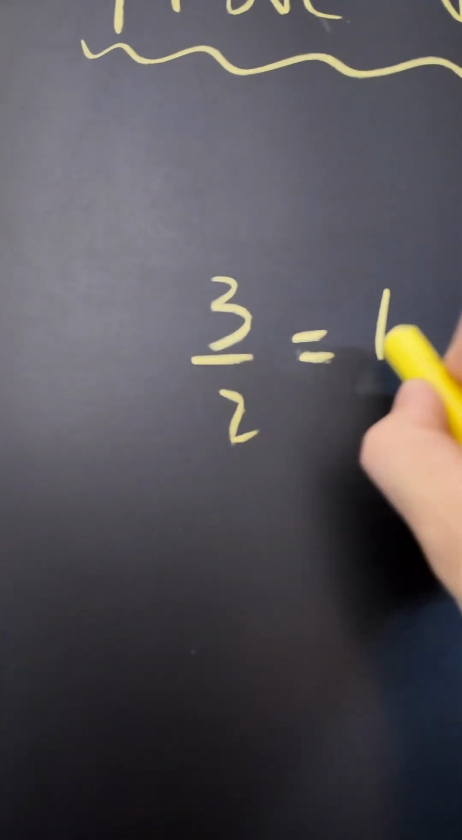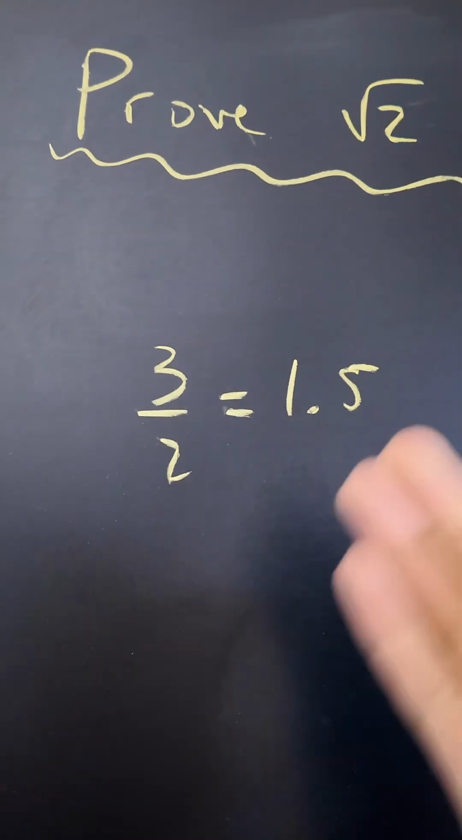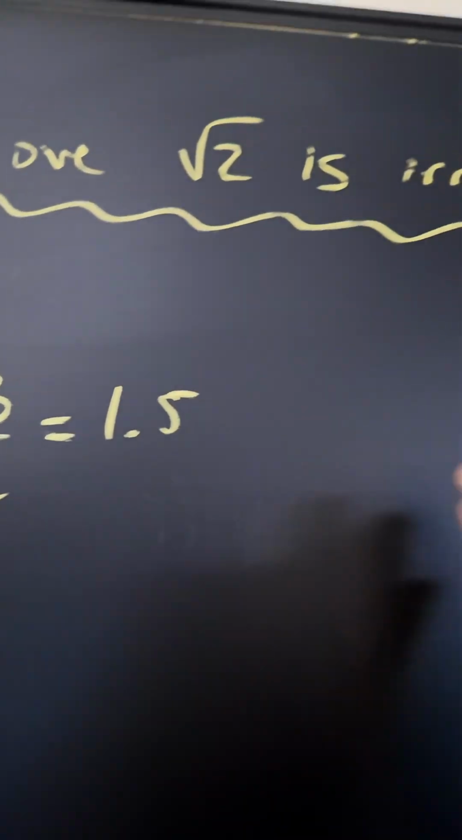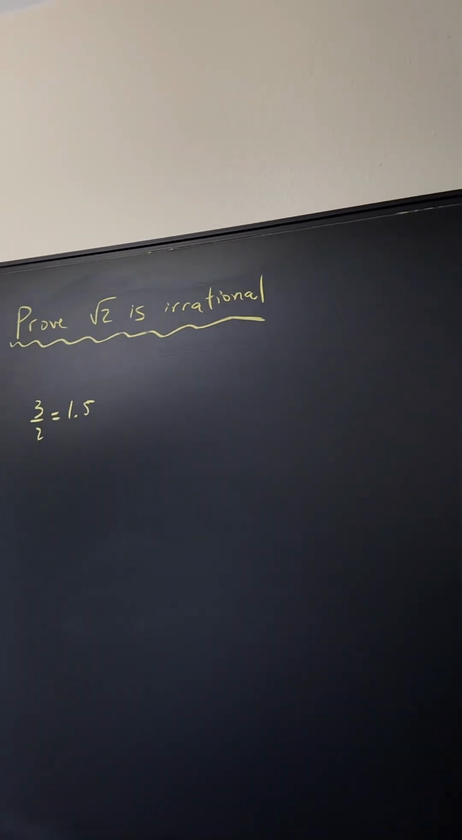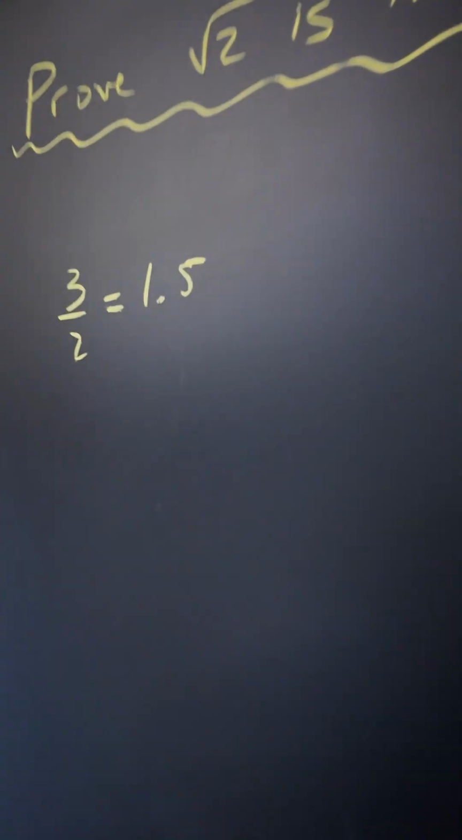Let me just give you an example. Let's say 3/2. That's going to be 1.5. Notice that it ends. This is what we call a finite decimal. But if it goes on forever, then there's no way for us to write that as a fraction, and that's what makes it irrational. So we're going to start off by using that idea.